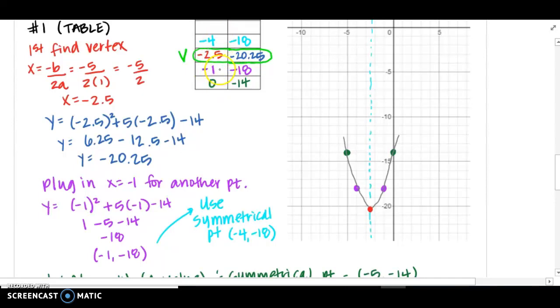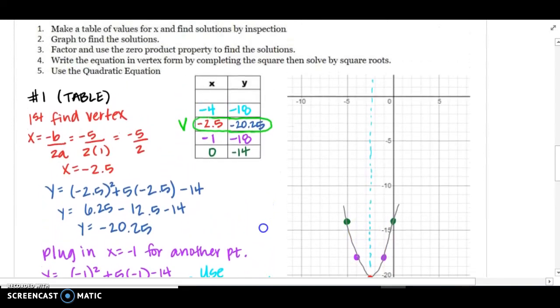If I can graph the point negative 1, negative 18, I can go symmetrical of that. Remember, this is our axis of symmetry if our vertex is right there in red. So I can go 1.5 to the left and get negative 4, negative 18. So those two points are equally distant apart from one another.